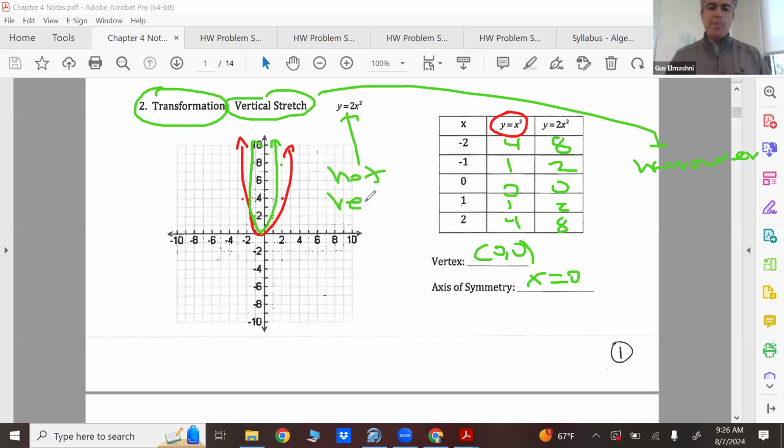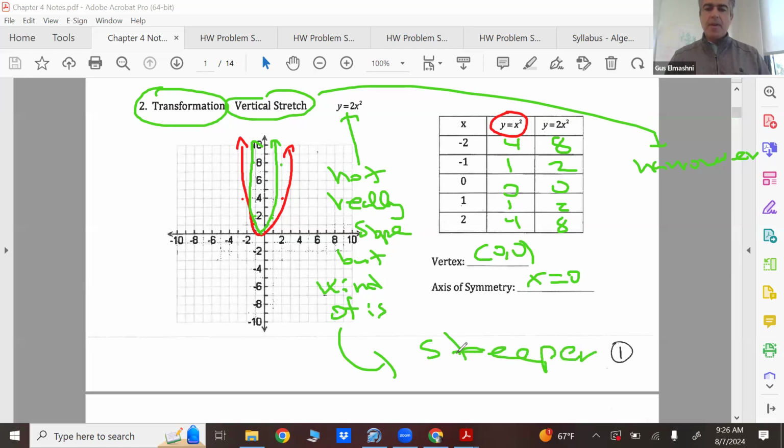It's not really slope. But kind of is. That's because the graph gets steeper. Right? I've definitely made this a steeper graph. 100% I have.